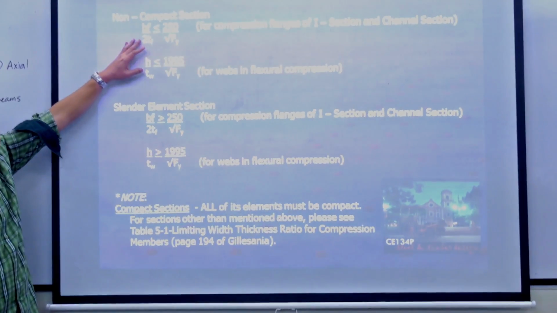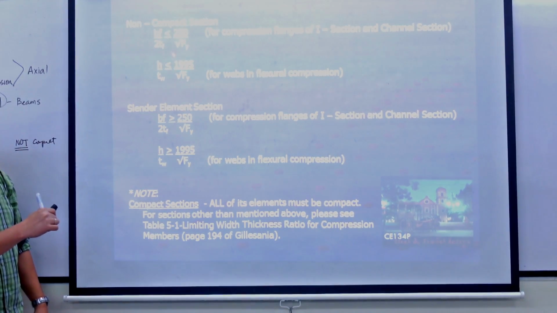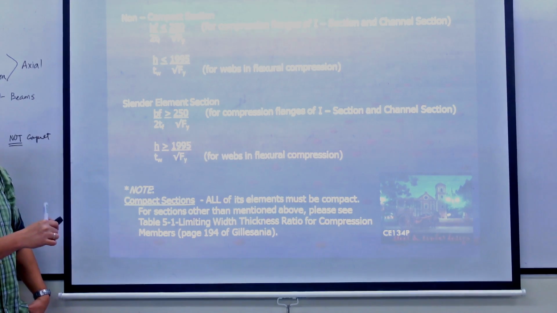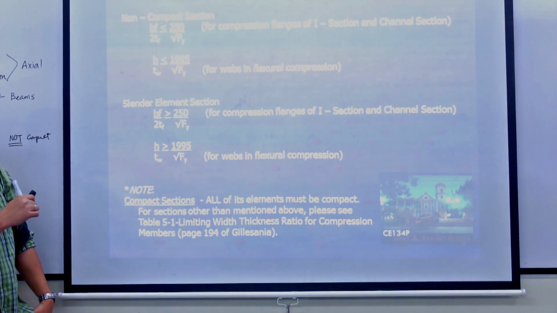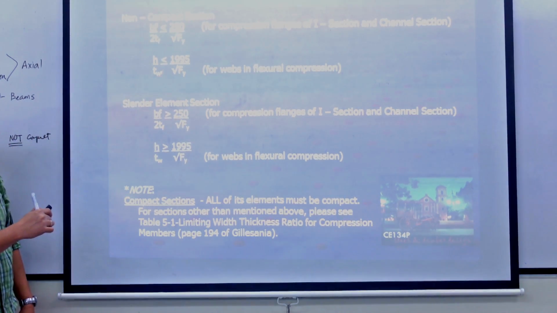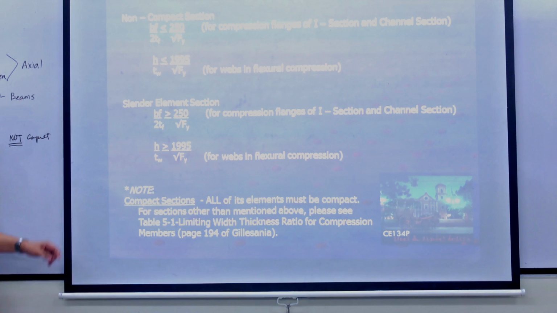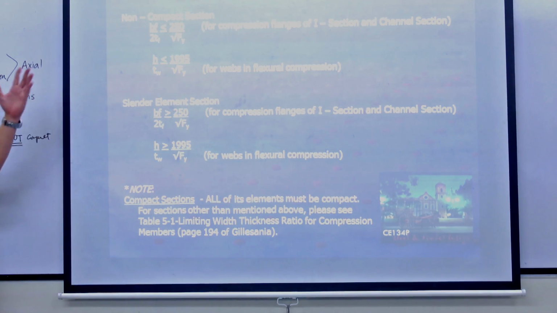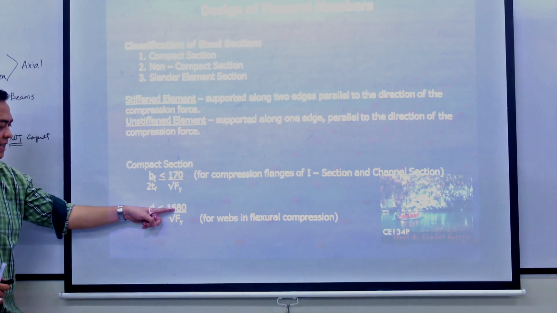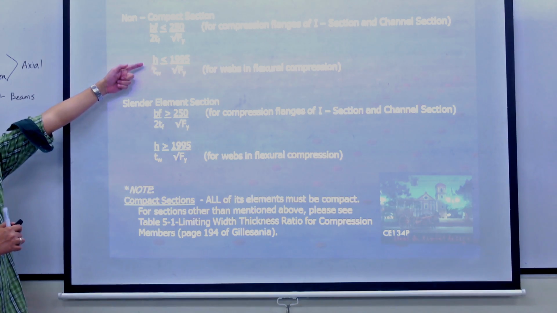Okay, again, for bf over twice tf, if it is less than or equal to 280 over square root of Fy, and this is satisfied, therefore our compression flange will be non-compact. For the case of the web, the equation will now be h over tw less than or equal to 1995 over square root of Fy. The difference of this equation from the previous one, as you can see, are the constants. And for the web, instead of having d, we have h.